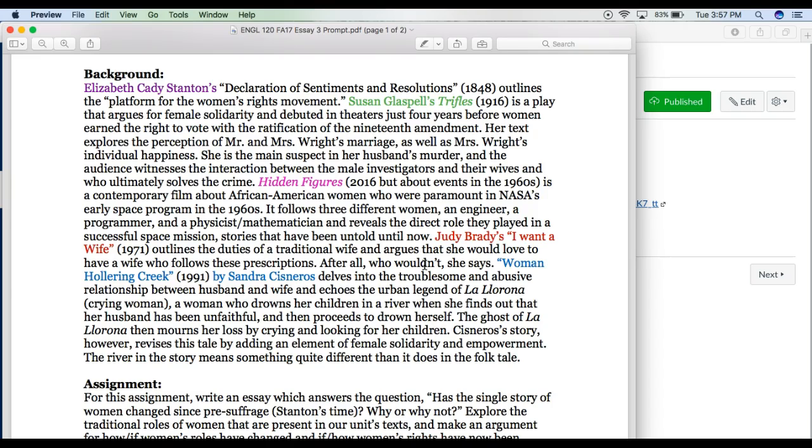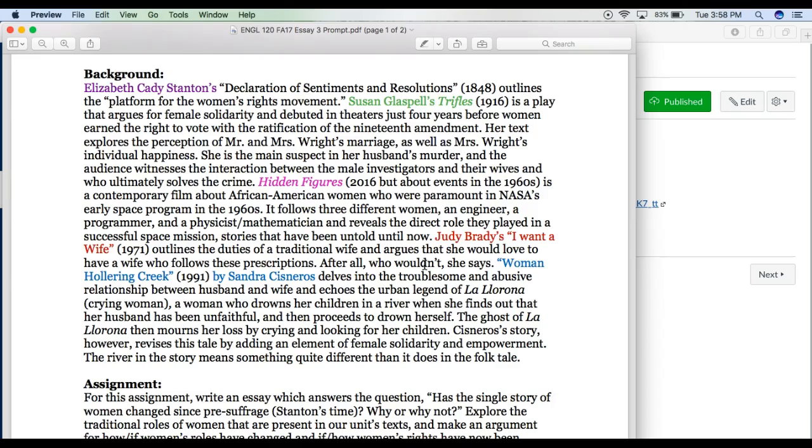The ghost of La Llorona then mourns her loss by crying and looking for her children. Cisneros' story, however, revises this tale by adding an element of female solidarity and empowerment. The river in the story means something quite different than it does in the folktale. Okay, so that is the context basically of all 5 of our readings for this unit.